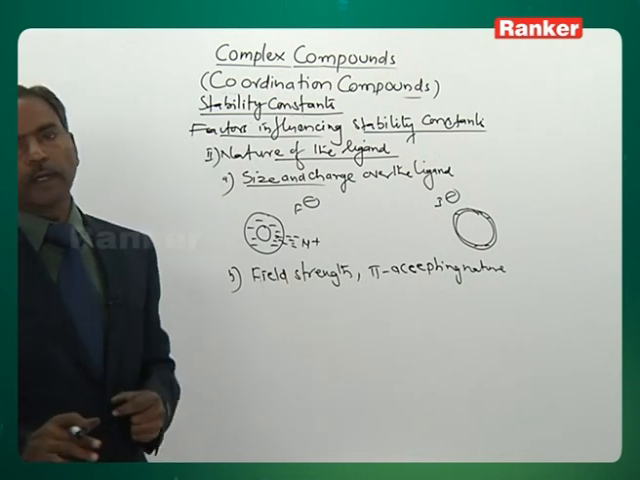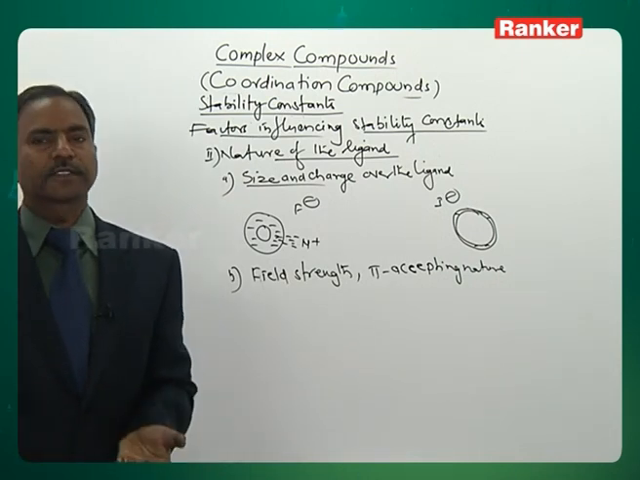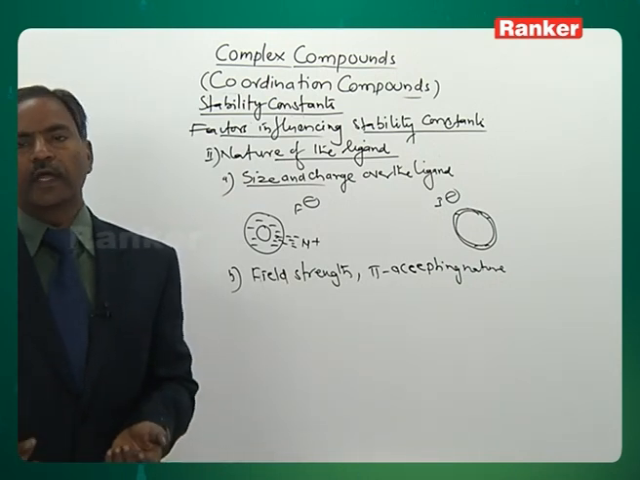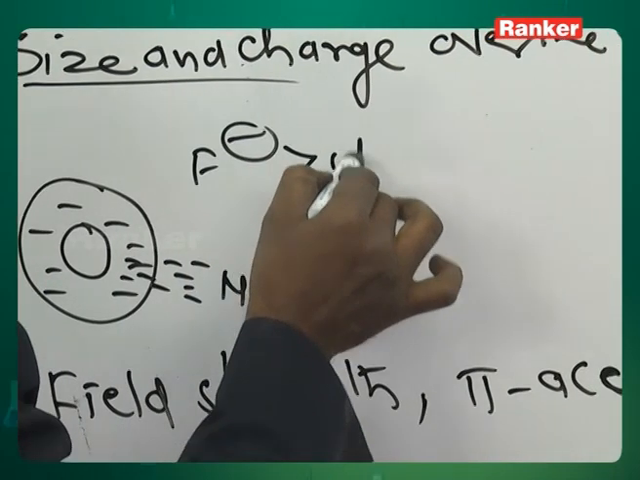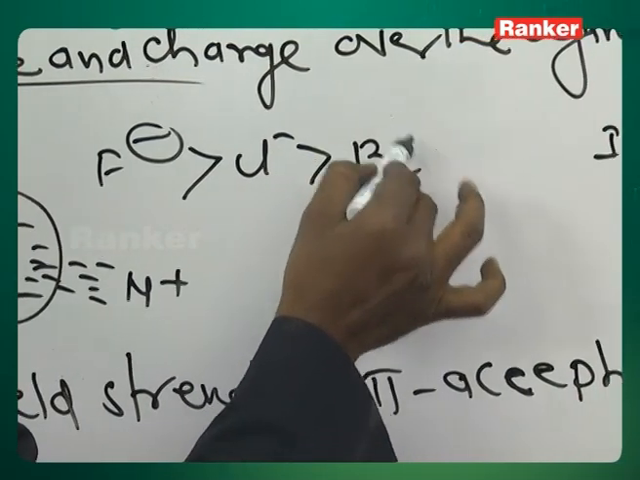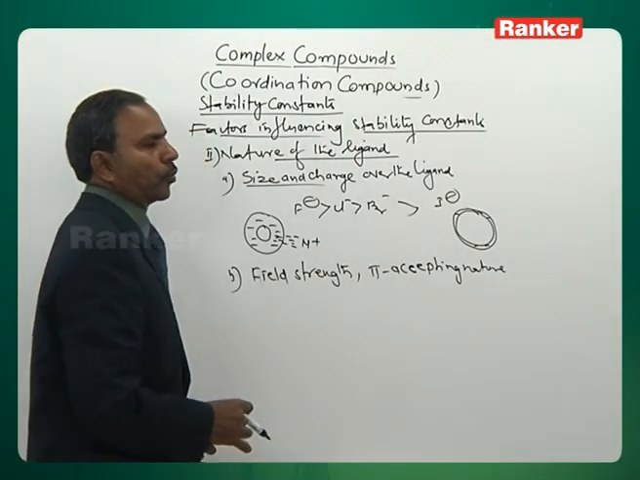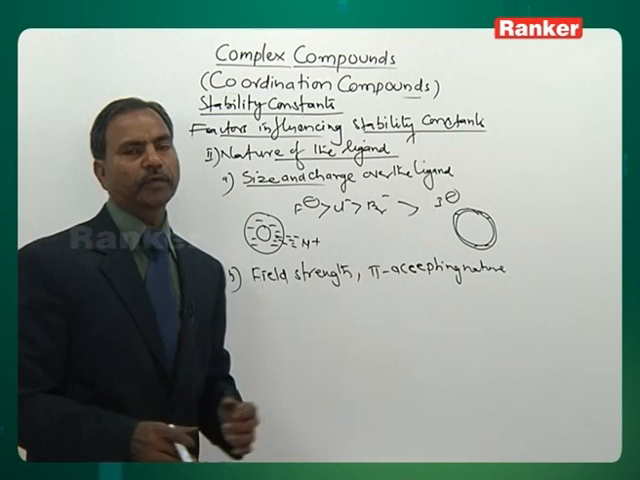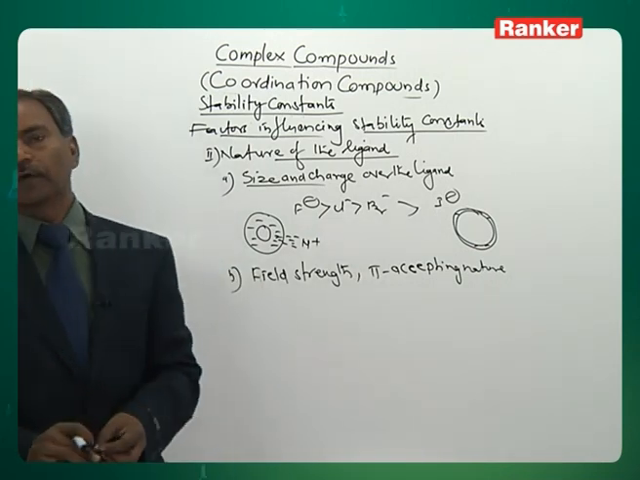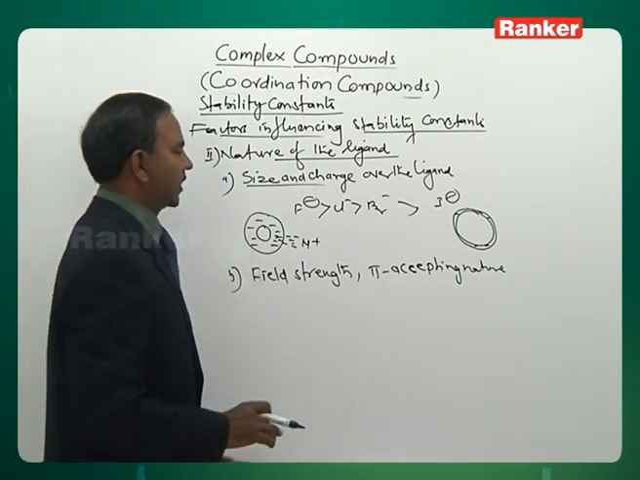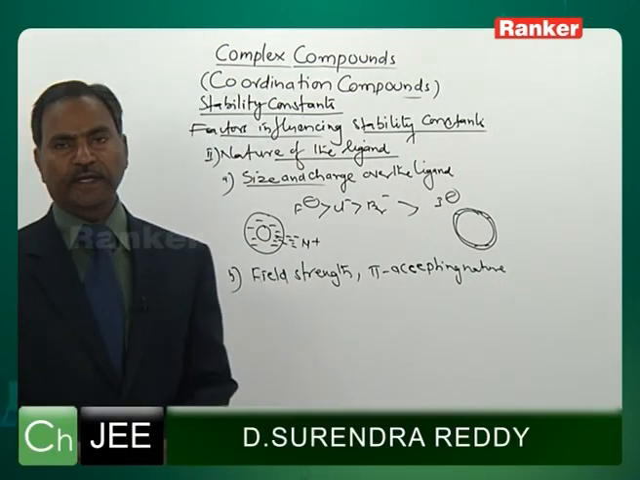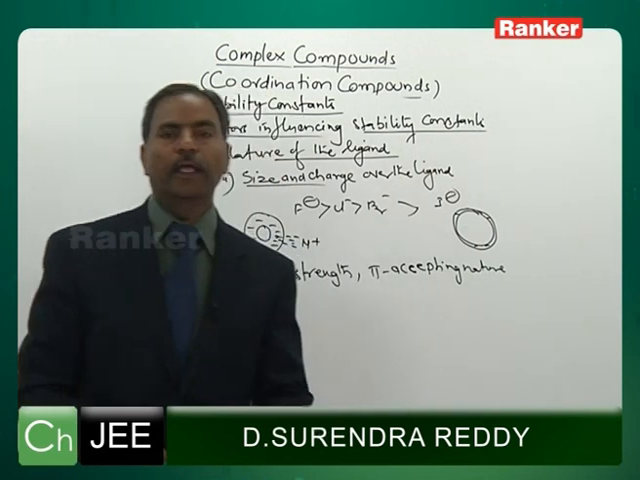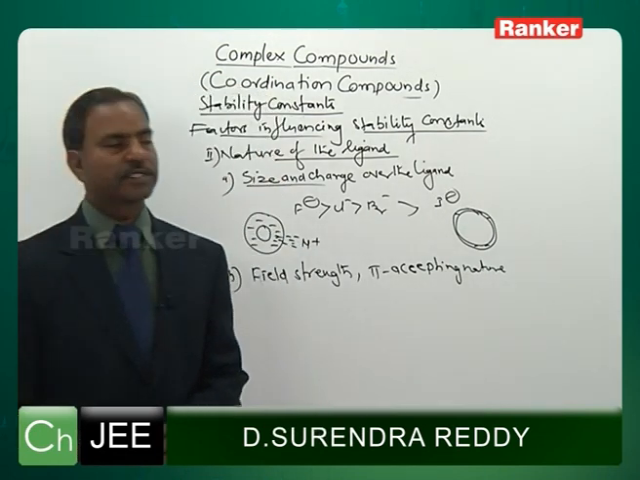Once you talk about only halide complexes, order of stability of halide complexes, yes, the fluoride complex is more stable than chloride. Chloride is more stable than bromide. Bromide is more stable than iodide. This is the order of stability of the halide complexes. Coming to field strength and pi accepting nature.